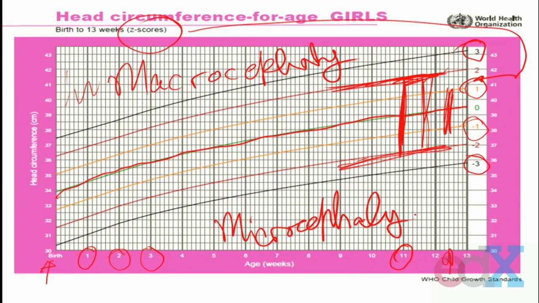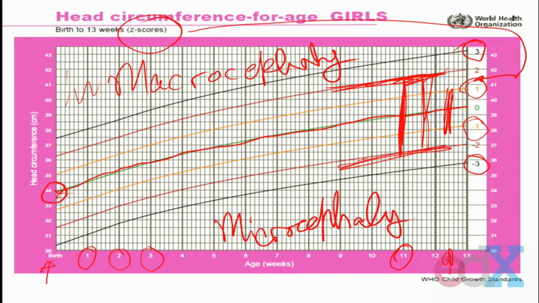Now, the other thing to notice is that this stuff is all age specific. So for example, a baby is born and the head circumference is here. That's 34 centimeters. That's fine. That's the mean for a baby who's born. But if you maintain that same head circumference, but let's say at 13 weeks, now you're talking about microcephaly. So that's how we use these things. We make it very age specific.